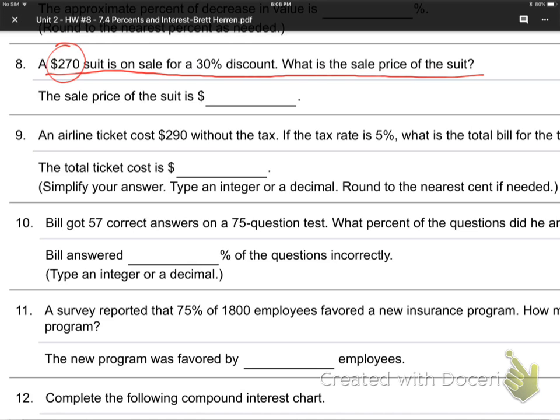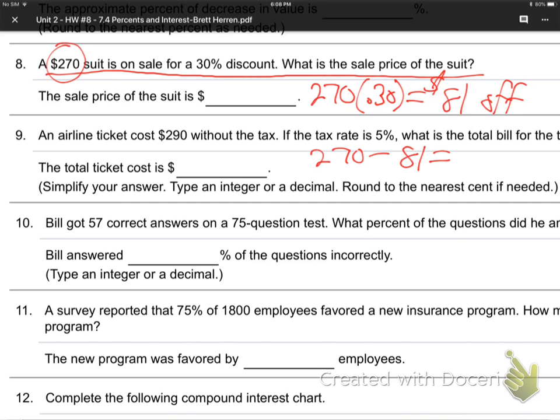How do you do a 30% discount? You know this. You don't need some fancy formula. Just multiply by 0.30. What's that going to be? Using my calculator here, I'm getting $81. So that's $81 off. Then you just take the $270 and subtract the $81. And I'm getting $189 is the sale price. So that you already know.